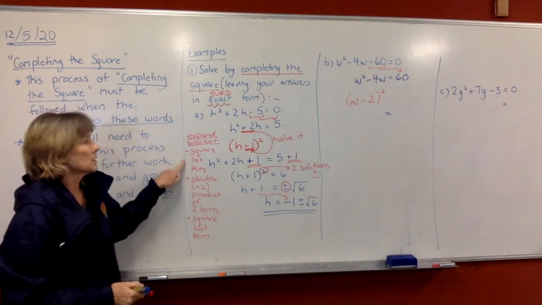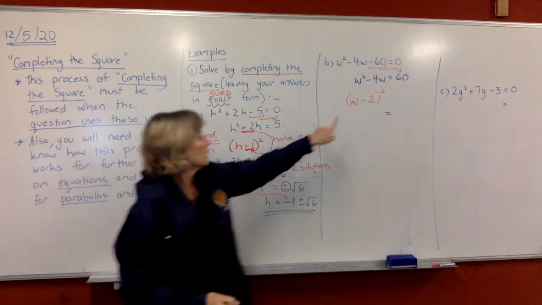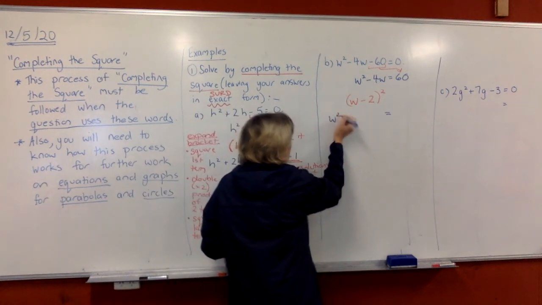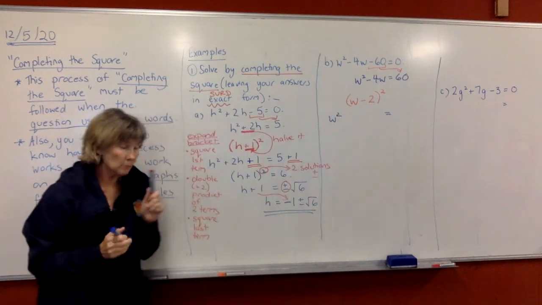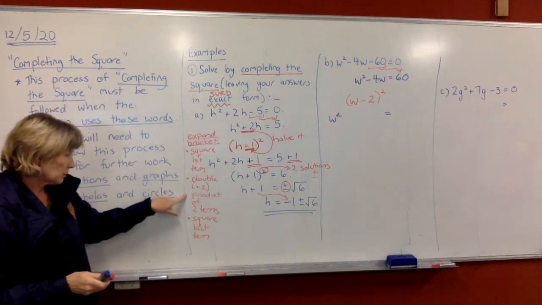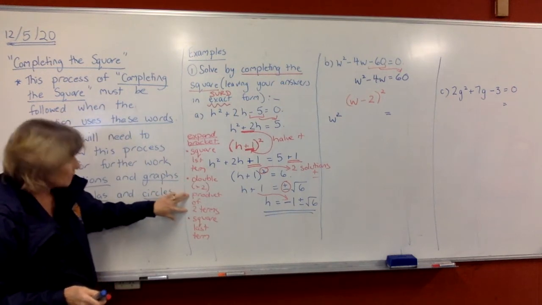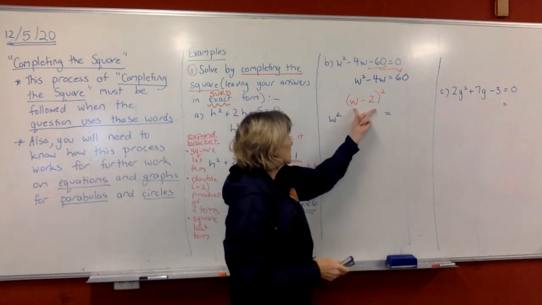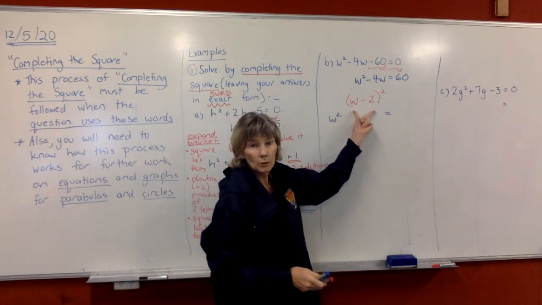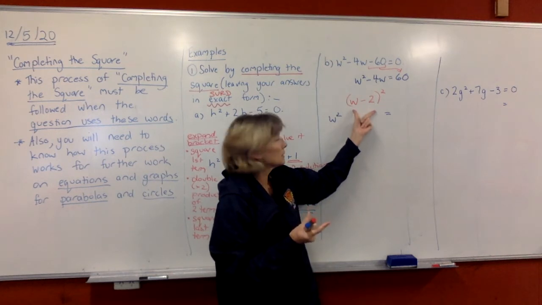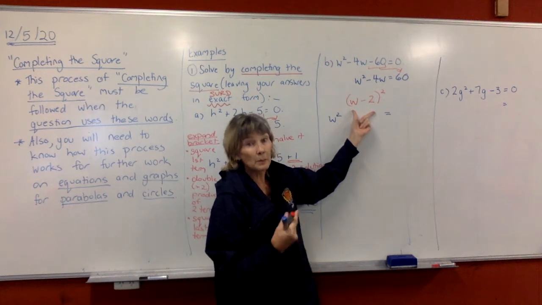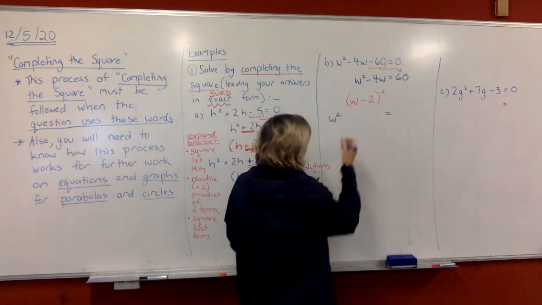The first step says square the first term. So the w squared is w squared. The next part, don't muck it up. Double the product of the two terms. So let's get the product of the two terms and then double the answer. So here's our two terms, w and minus 2. Multiply them, get your product. That's minus 2w. Now double the number, minus 4w.